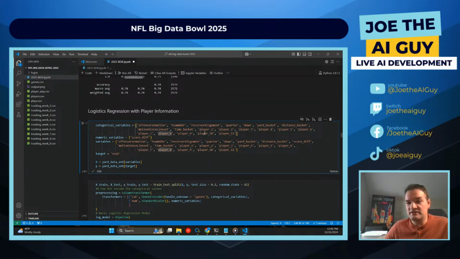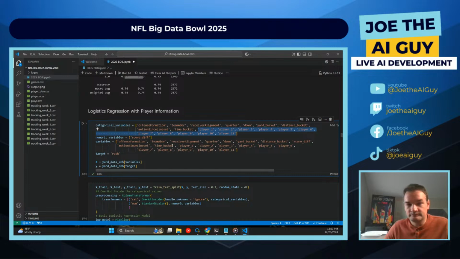So then I thought maybe it makes a difference in the data set here to know who the players are in terms of the offense on the field.